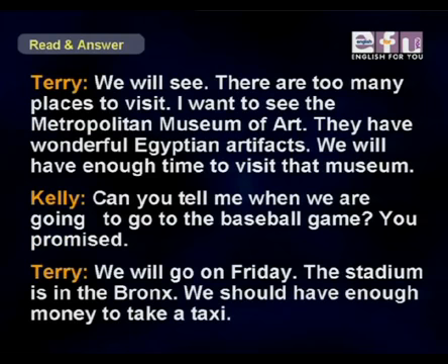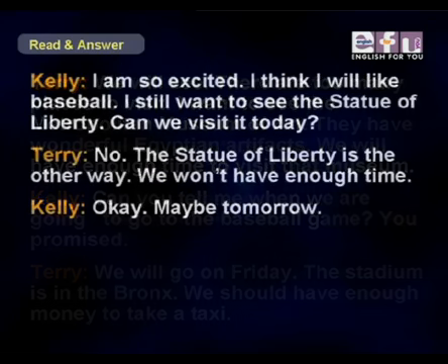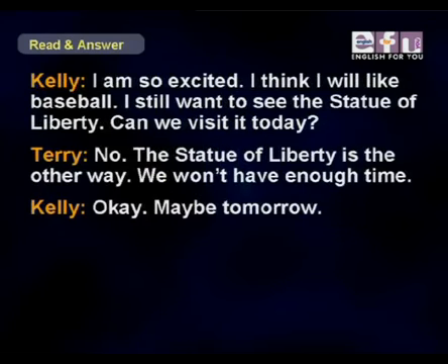I want to see the Metropolitan Museum of Art. They have wonderful Egyptian artifacts. We will have enough time to visit that museum. Can you tell me when we are going to the baseball game? You promised. We will go on Friday. The stadium is in the Bronx. We should have enough money to take a taxi. I am so excited. I think I will like baseball.